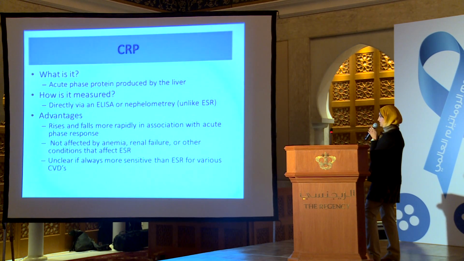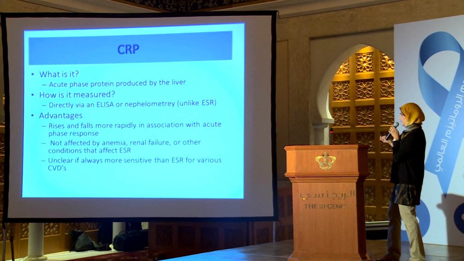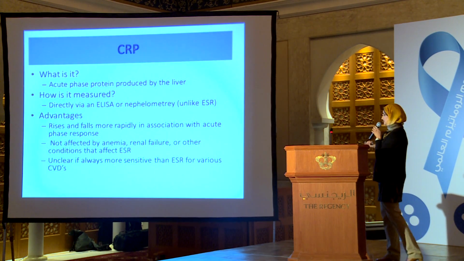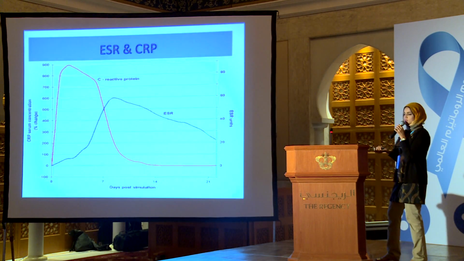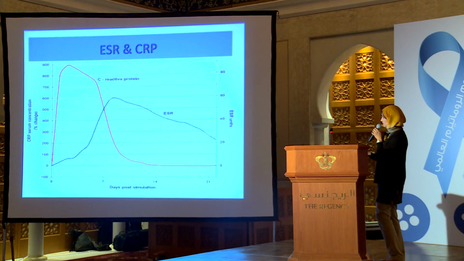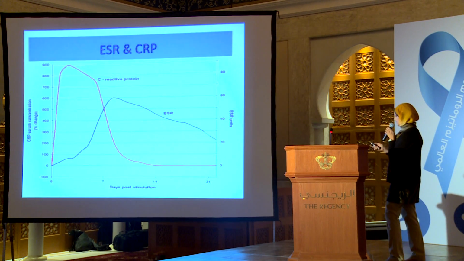The advantages of CRP over the ESR is that it rises and falls more rapidly in association with acute phase response. And it is not affected by any condition that affect the ESR, like anemia or renal impairment. Being said that, still, it's unclear if always more sensitive than ESR for various collagen vascular diseases. So sometimes we can see this in the clinic: there's a discrepancy between the ESR and the CRP level. And the reason for that, as I mentioned earlier, the CRP responds very fast, and it goes down very fast on the resolution of the inflammatory status. The ESR takes longer time to peak in response to inflammation, and again, slowly comes down. So that actually leads to this discrepancy between the level of CRP and ESR.